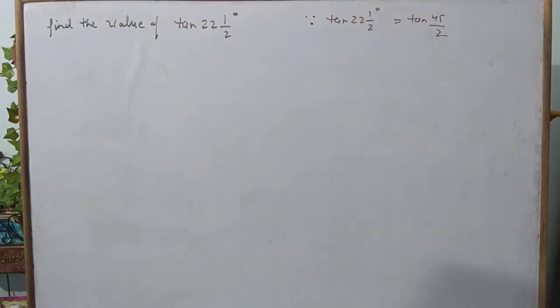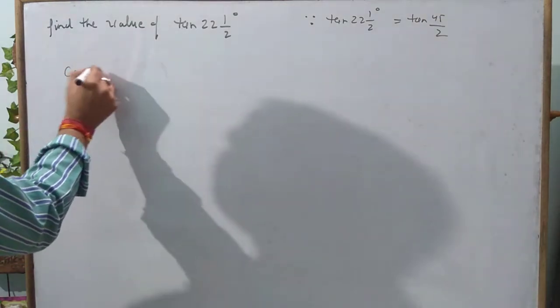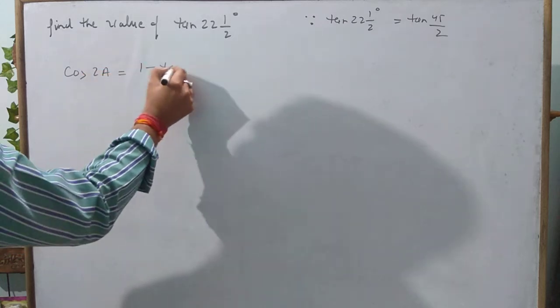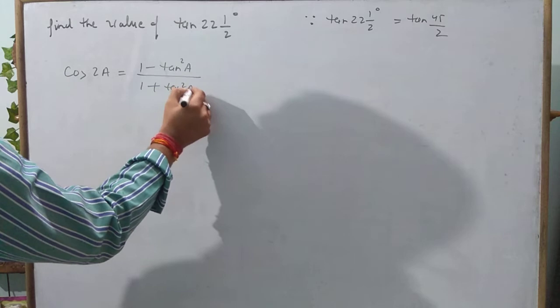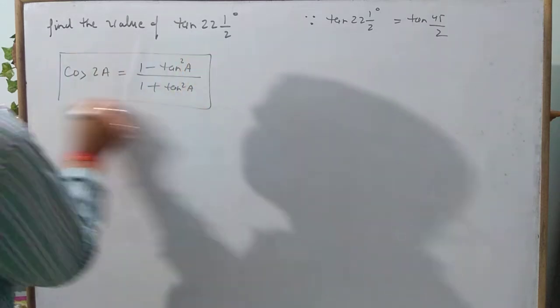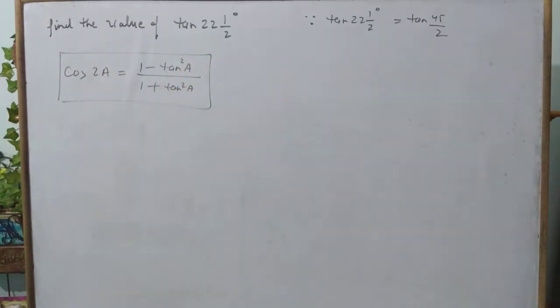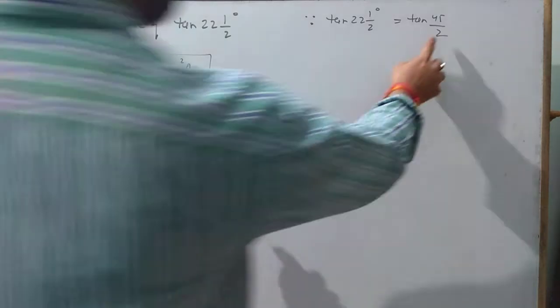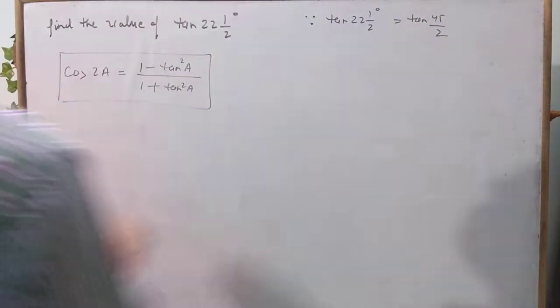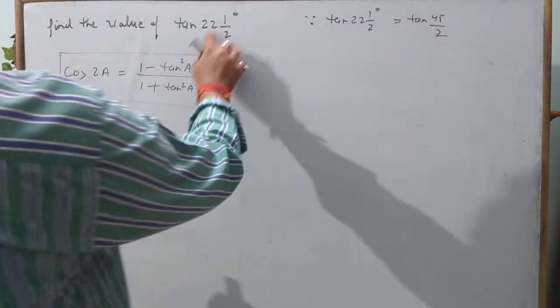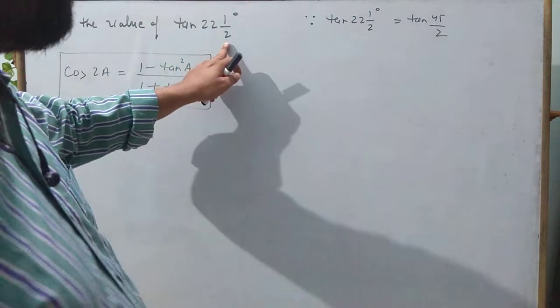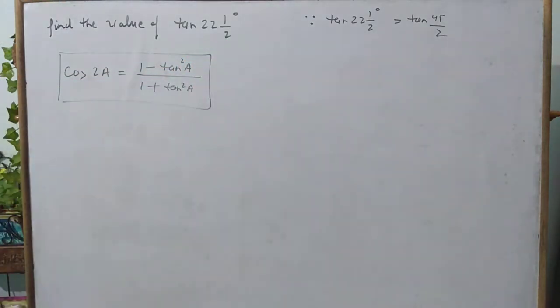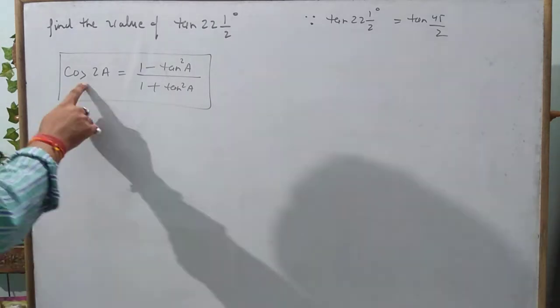Since we know that there is a formula of cos 2A is (1 minus tan square A) upon (1 plus tan square A). This is the identity of cos 2A. Because it's a half angle, we have to think about its multiple. So multiple means 22½. When we multiply 22½ by 2, we get 45 degrees. So this is the cos 2A formula.